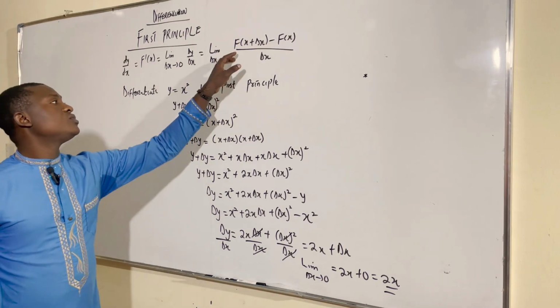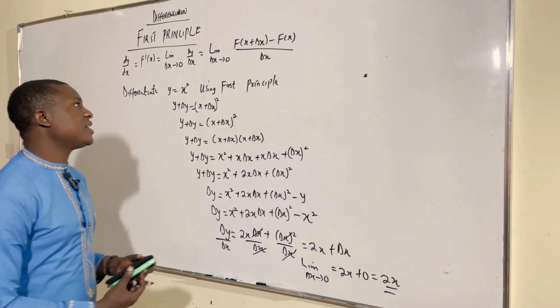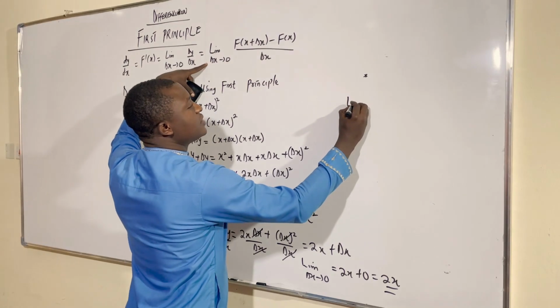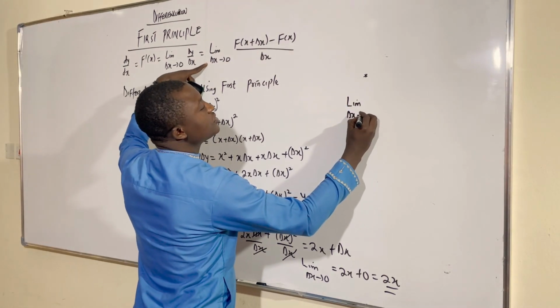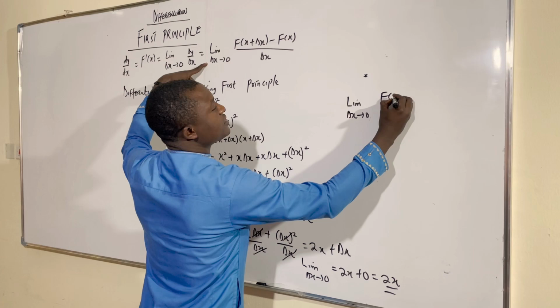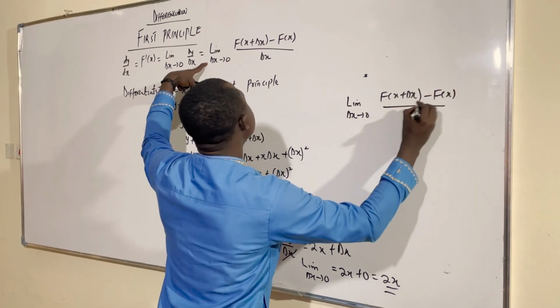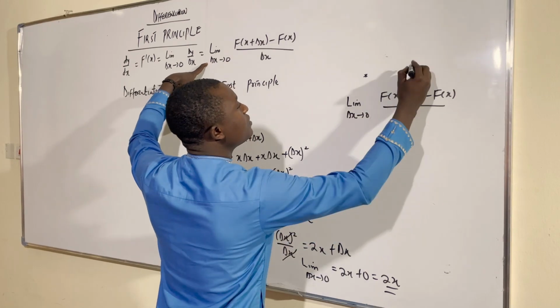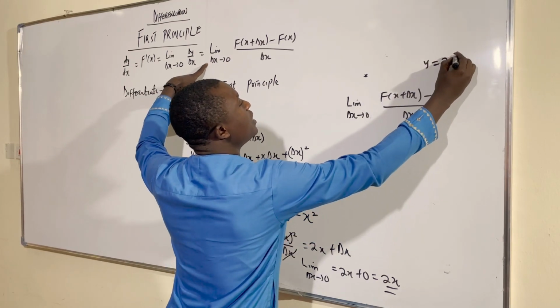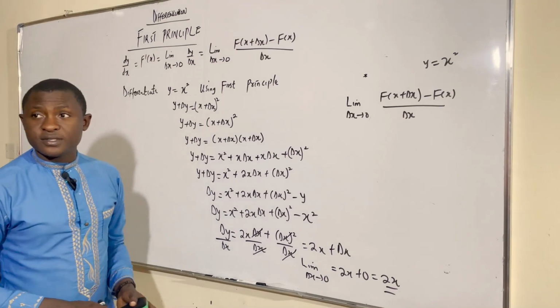Let's say you only want to do this one direct. Let me teach you how to do this one direct. Limit of change in x to 0 for f of x plus change in x minus f of x divided by change in x. The version we have is y is equal to x squared. That's what we have, right?